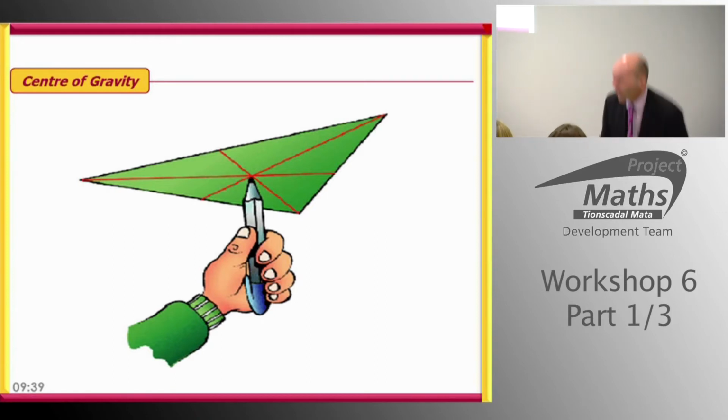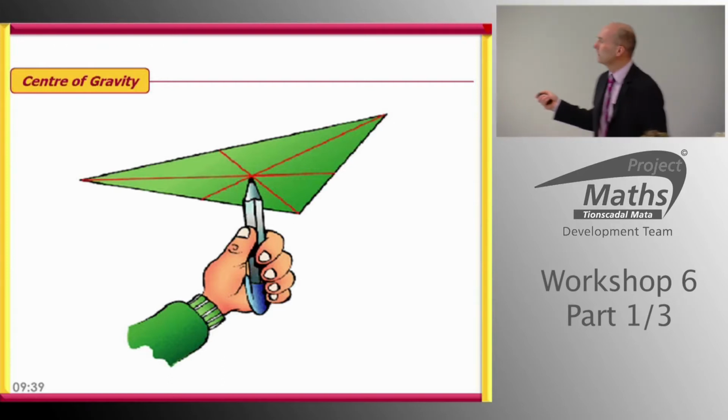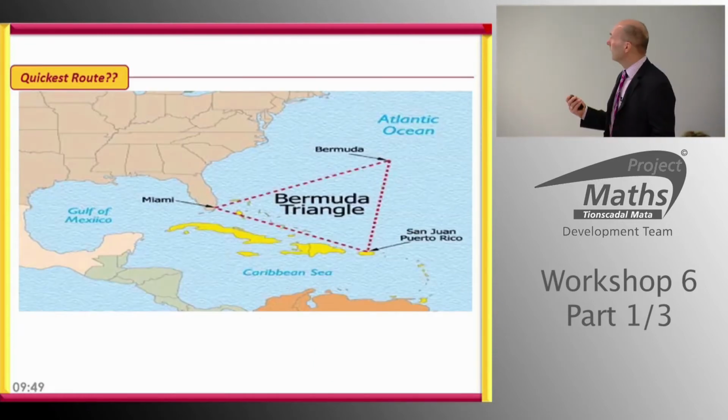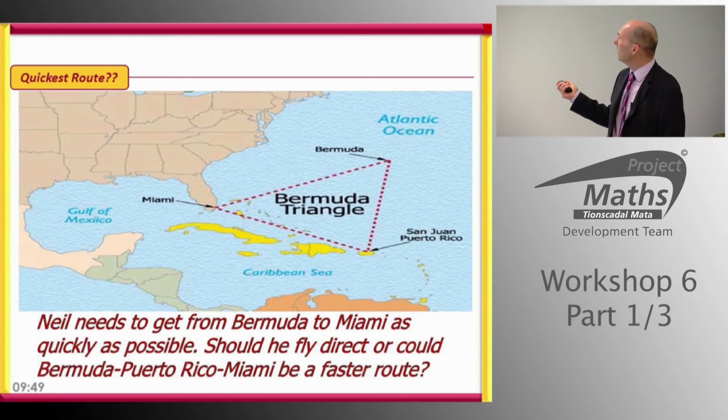And what do we know about the centroid in terms of the ratio from this side to this side? What's the ratio? 2 to 1. So the medians are divided in the ratio 2 to 1. Right, so here we have the Bermuda Triangle. I want to get from Bermuda to Miami. Is it quickest to fly direct or fly around the other side?